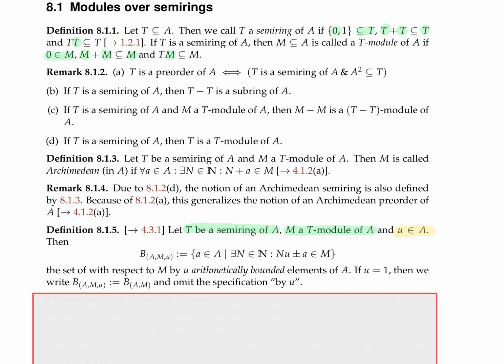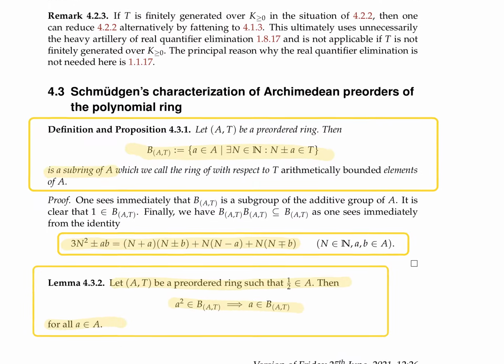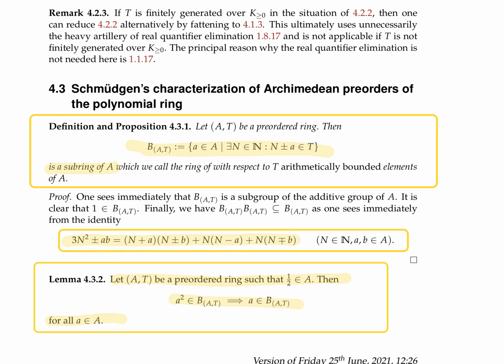So let's compare it to 3.4.1, so that we really see it's just a very vast generalization. You remember that this here was actually a subring of A. We had to prove this. Now the question is, which properties does it have now? We will be concerned with this for a while.